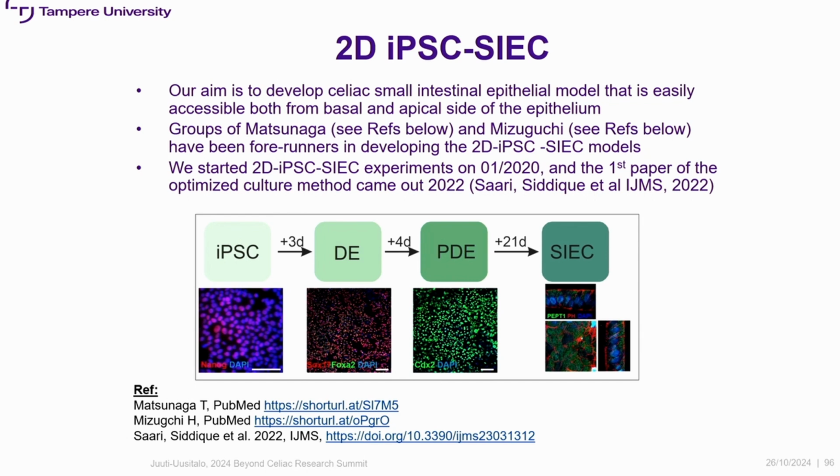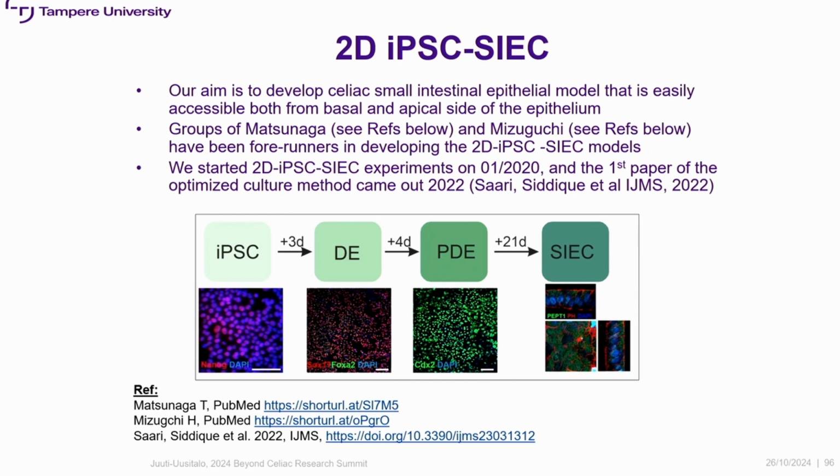So we wanted to overcome the 3D culture and then the opening of the structure. So we wanted to do the small intestinal model on planar, so that even when they were still pluripotent, we started growing them on a flat surface. The Matsunaga and Michuguchi groups are the forerunners for developing those systems. But then we also wanted to optimize our iPSC culture with those methods. And I'll go through that.